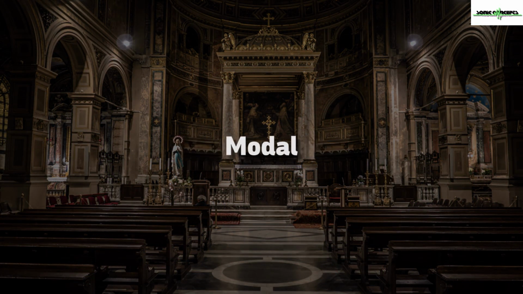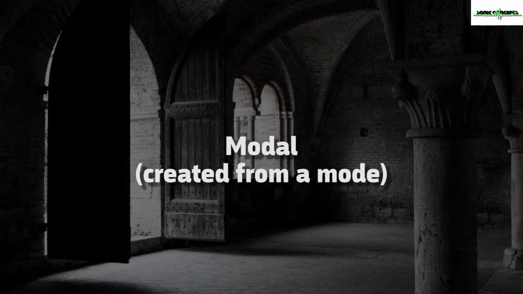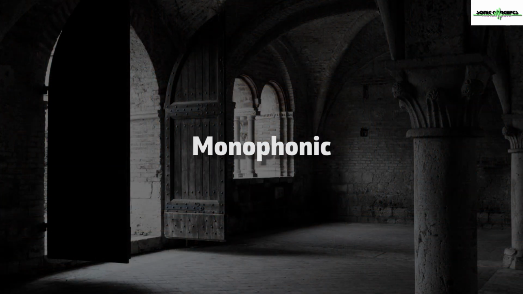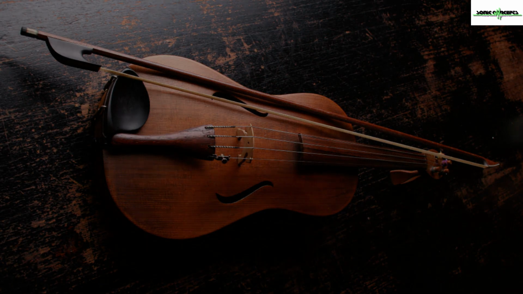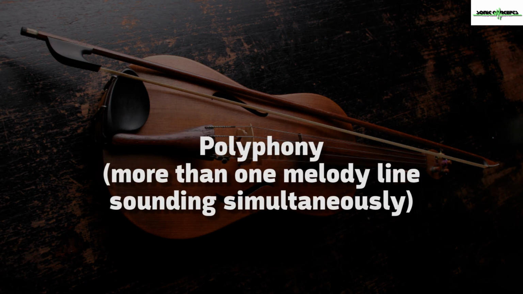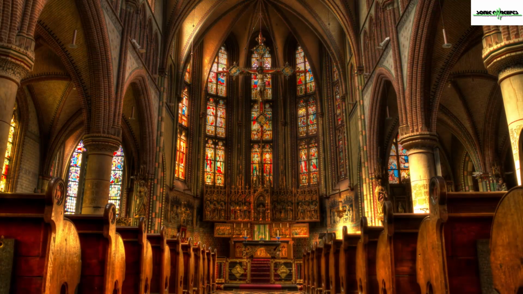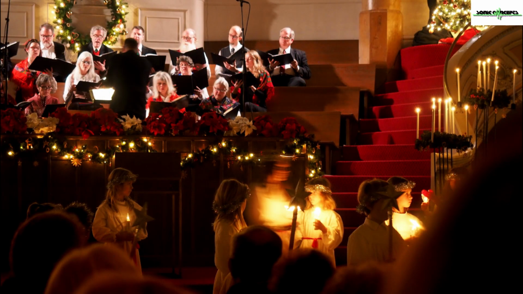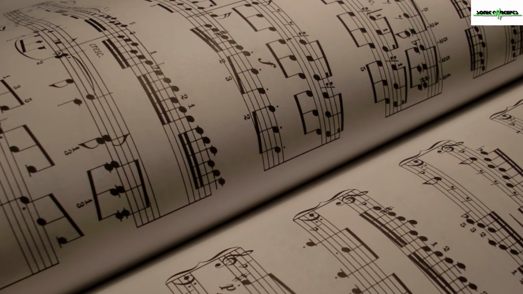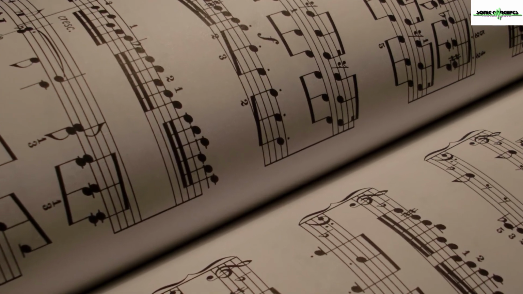This early music was modal, created from a mode, and the earliest music was often monophonic or consisting of a single melody line only. Secular music during this time also contained elements of polyphony, or more than one melody line sounding simultaneously. Initially, polyphonic music was frowned upon by the church since they disliked the idea of secular music influencing sacred music, and they also believed the added harmony obscured the clarity of the words being sung. Nonetheless, polyphony eventually began to make its way into sacred music. Our current understanding of harmony most likely began to evolve during this period.